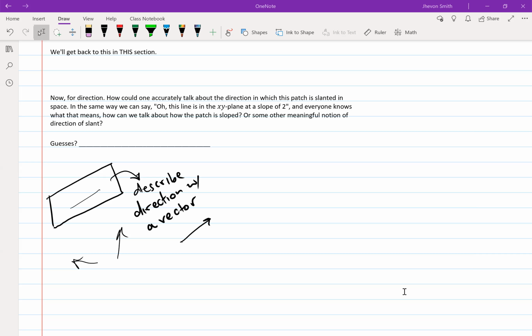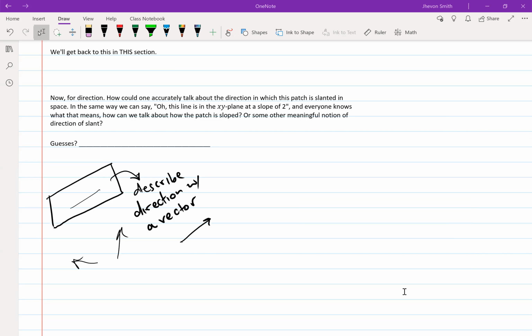Just describe to me how you would find it or what vector you want to use. I'm just confused because you said it's a patch, correct? Exactly. You can think of it as a small plane if you want. It's a small flat sheet.